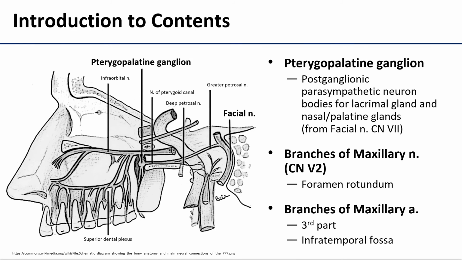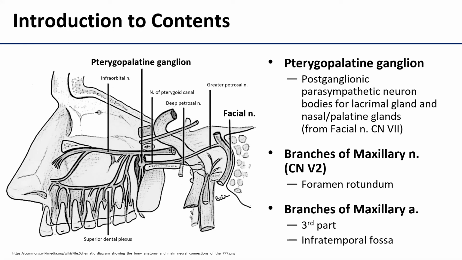So remember, the pterygopalatine ganglion is one of our parasympathetic ganglia, and it's going to be housing postganglionic parasympathetic cell bodies for neurons that are going to head out to the lacrimal gland and to the mucus glands in the nasal and oral cavities. It is going to be receiving preganglionic axons from the facial nerve via the greater petrosal nerve.